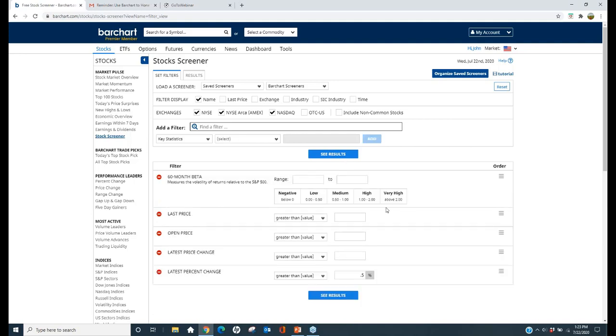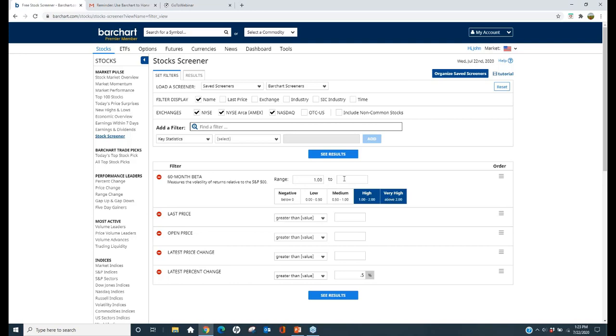Now, again, notice that here I can look at my beta in terms of 0 to 0.5, 0.5 to 1, 1 to 2, and 2 and above. So I want to see stocks that have greater beta. I want to see somewhere between 1 to 2 or above 2, much higher betas.